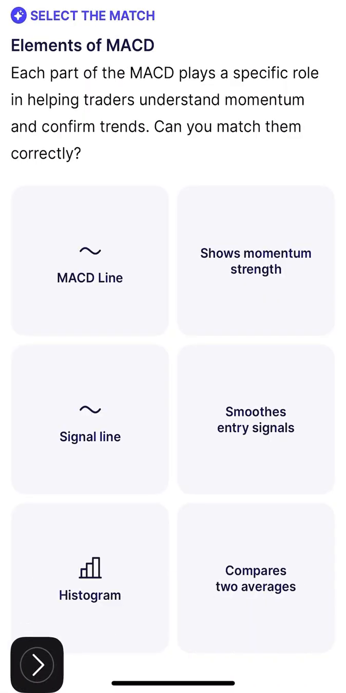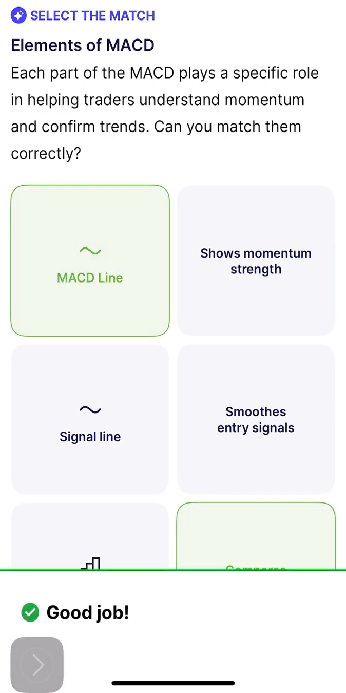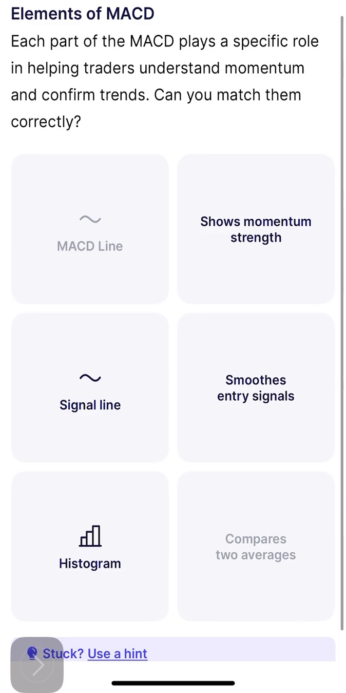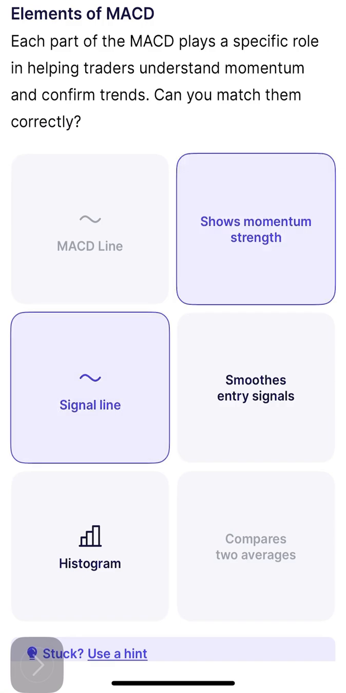Select the matching elements of MACD. Each part of the MACD plays a specific role in helping traders understand momentum and confirm trends. Can you match them correctly? Shows momentum strength: MACD line. Smooths entry signals: signal line. Compares two averages: histogram.